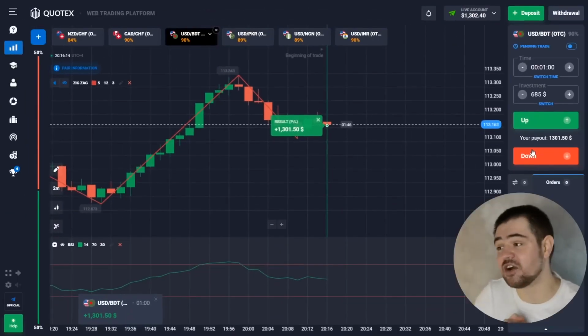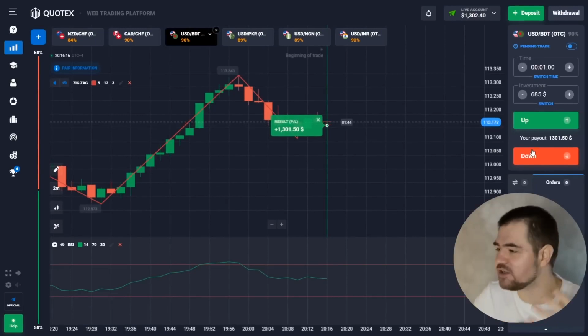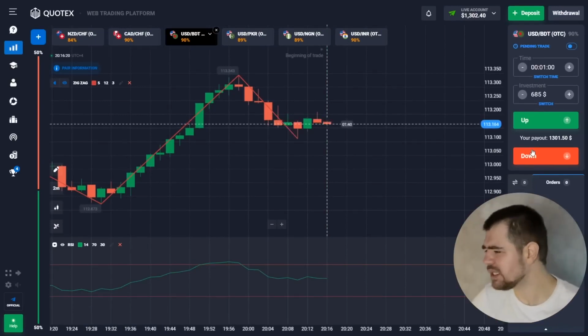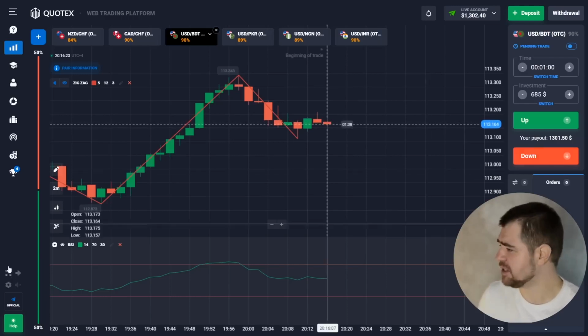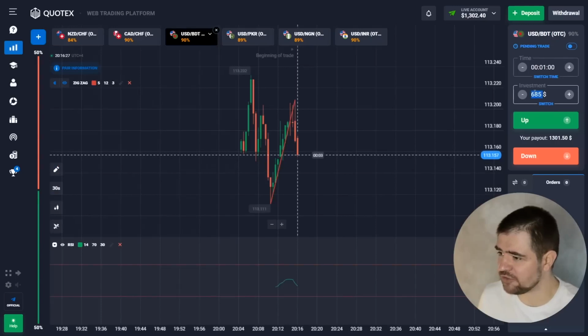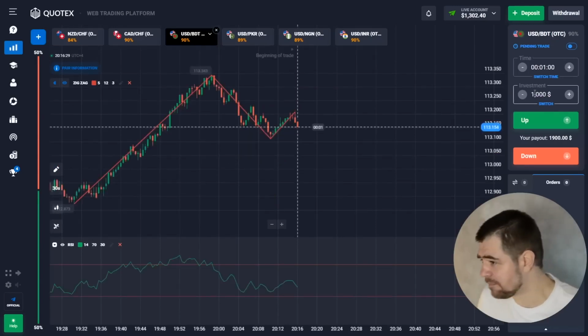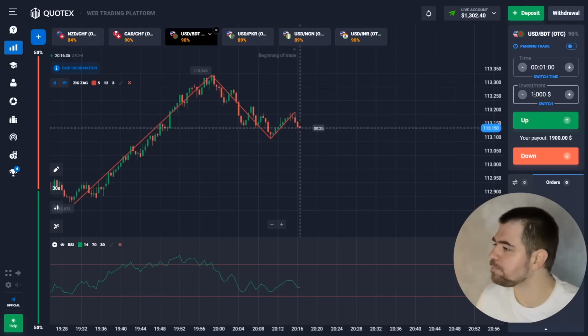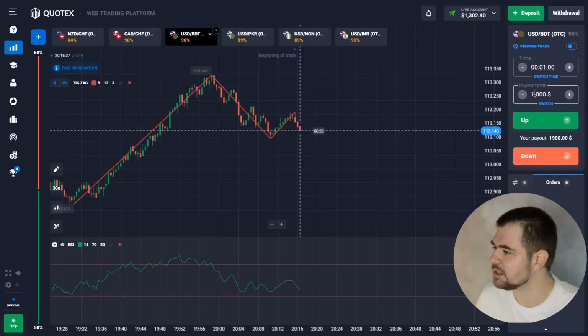And here is our profit, 1,300. It's quite amazing profit already. We're going to keep going, and we're going to use this time. I'm going to use 1,000. Let's just change time frames. 1,000 there, and go ahead. That's a nice payout, actually, 90%. That's a really nice payout.